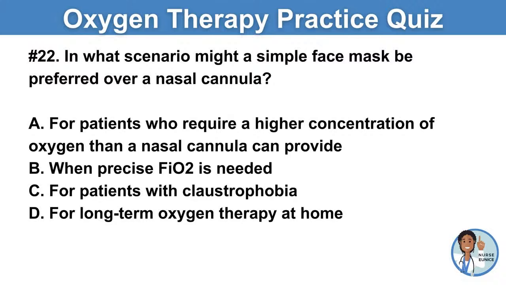Number 22, in what scenario might a simple mask be preferred over a nasal cannula? For patients who require a higher concentration of oxygen than a nasal cannula can provide, when precise FiO2 is needed, for patients with claustrophobia, or for those who have long-term oxygen therapy at home.